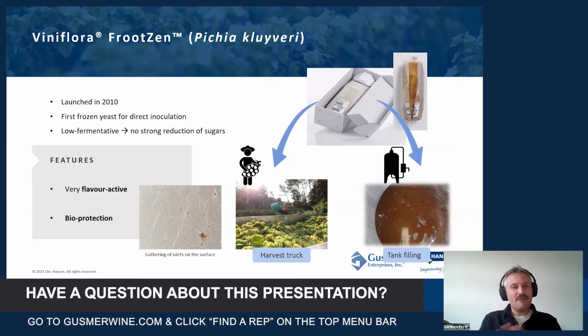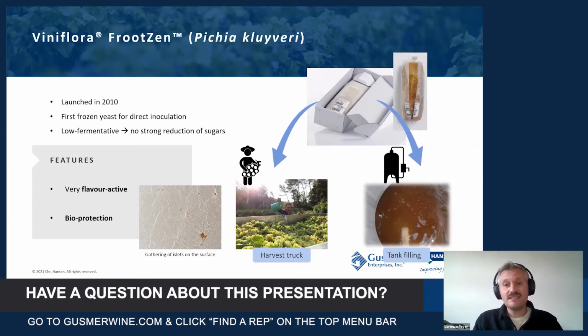So maybe Prelude is, let's say on a scale, more neutral in terms of giving a specific flavor. It's more about flavor complexity. We have Viniflora FrootZen, which is almost the opposite in that it is extremely flavor active, and that relies on the enzymatic machinery this strain comes with.